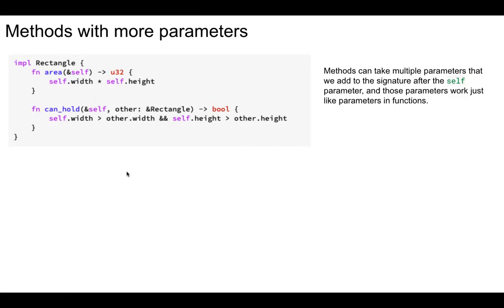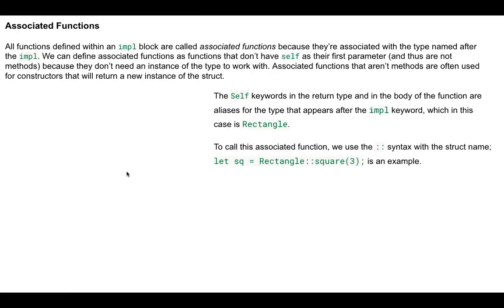But what if you don't need the property values? Then you have the associated functions. Again, associated means the function is associated with the struct. So square is associated with rectangle. The key difference being that it does not need an instance of self.